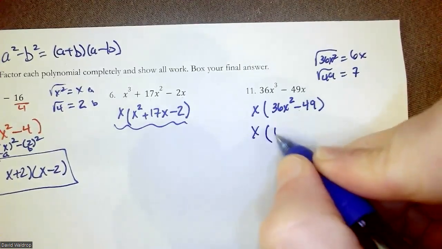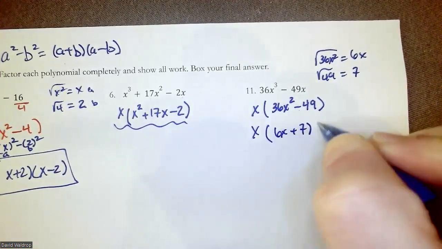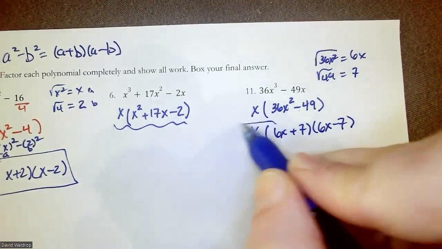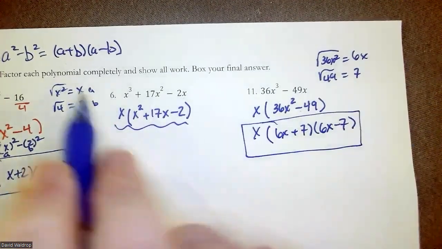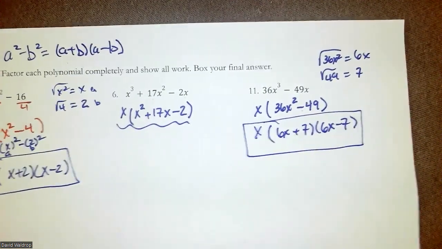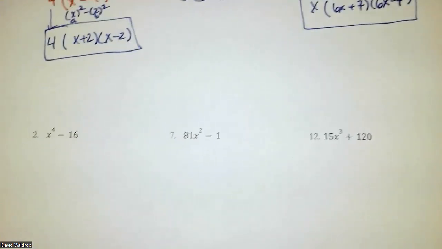So this is 6x plus 7 and 6x minus 7. So that's what this looks like fully factored because I used that formula again. And it was a difference of squares. So that's why I did it.